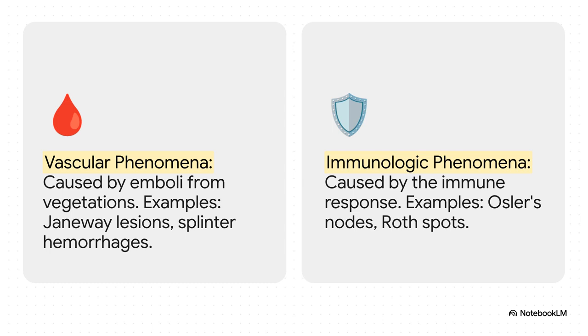Then, on the other hand, you have immunologic phenomena. This is all about the body's own immune system freaking out because of this long-term infection, leading to things like Osler's nodes and Roth spots. It's the infection itself and the body's reaction to it, leaving clues for us to find.